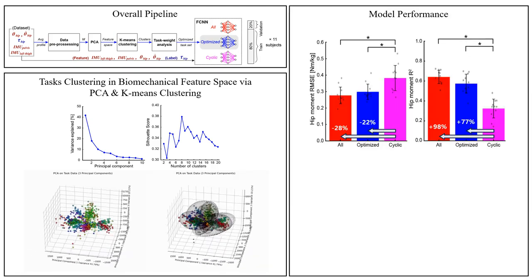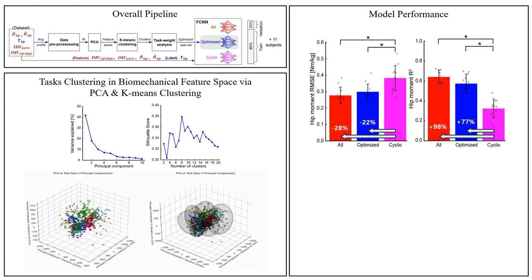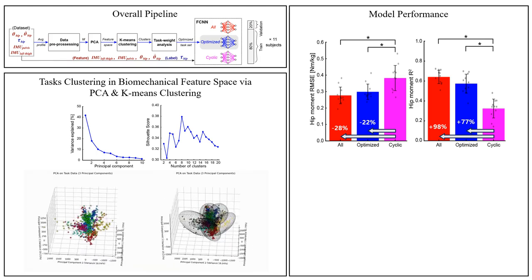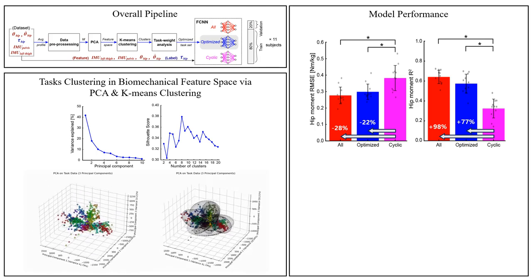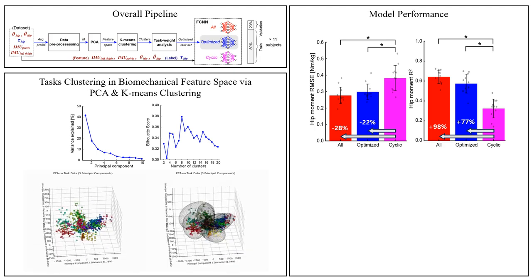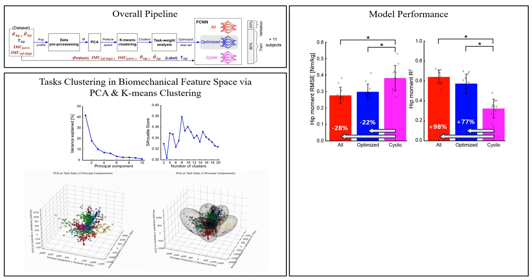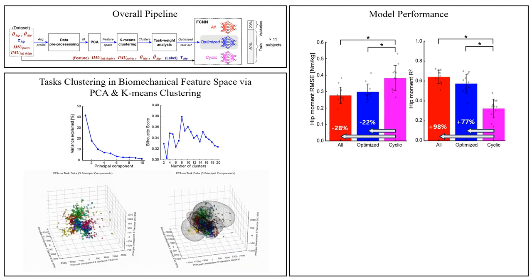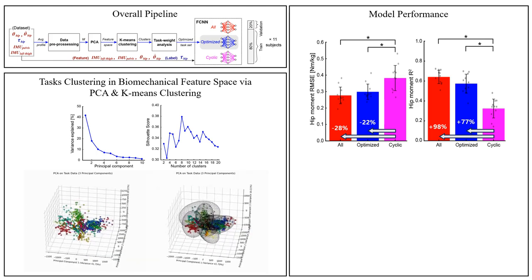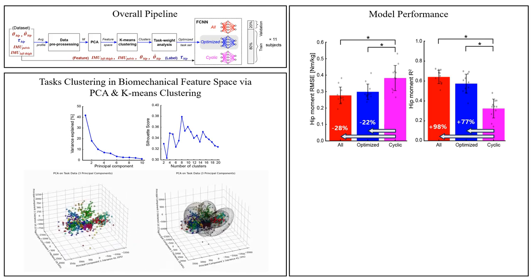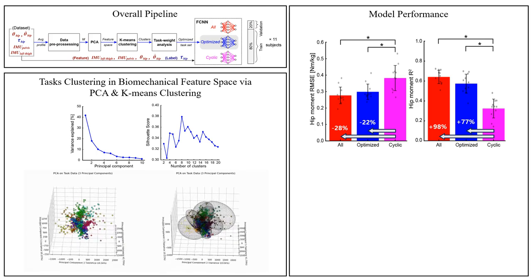We trained an FCNN model with this optimized task set and compared the result with 2 other conditions: all tasks, using the entire dataset, and cyclic tasks, using only cyclic locomotor task data. These are the final averaged RMSE and R-square values for models under each condition. The optimized task set model achieved comparable performance to the all-task model. This result validates the effectiveness of our task set optimization.